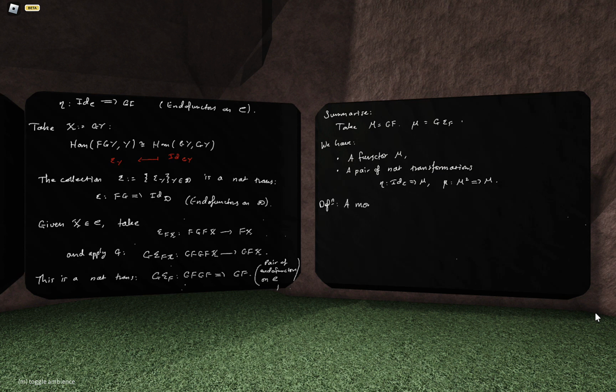So a monad is the data of the above, but I'm going to write the conditions that it must satisfy. A functor M from C to C. Have natural transformations from the identity.